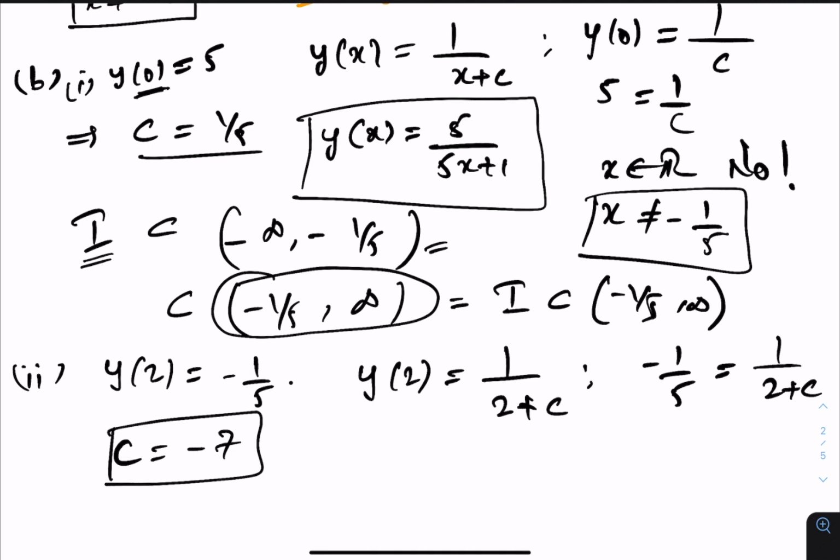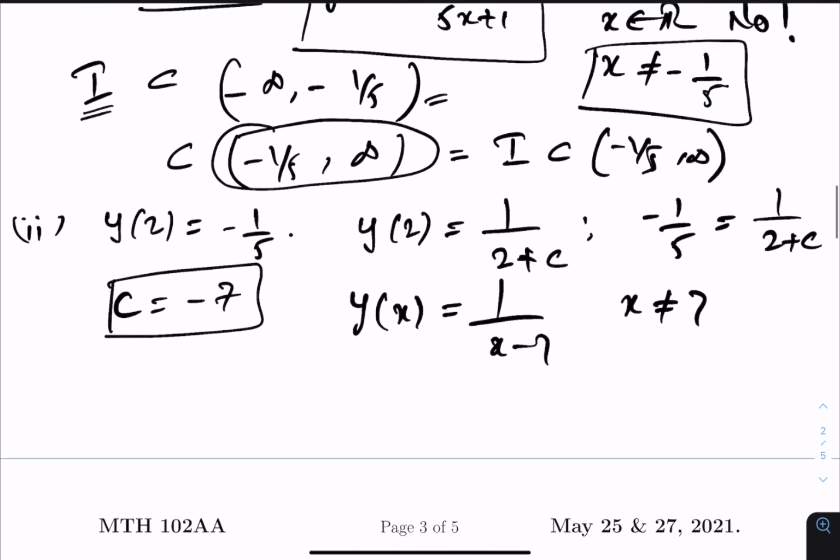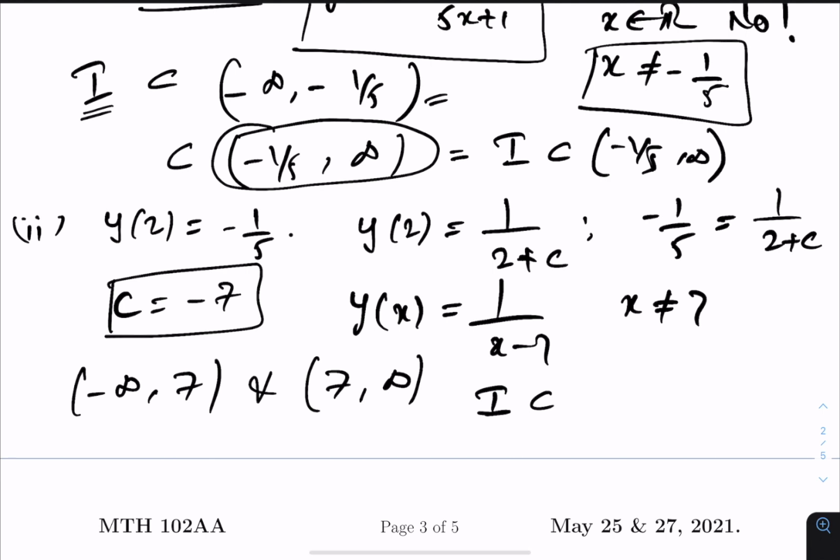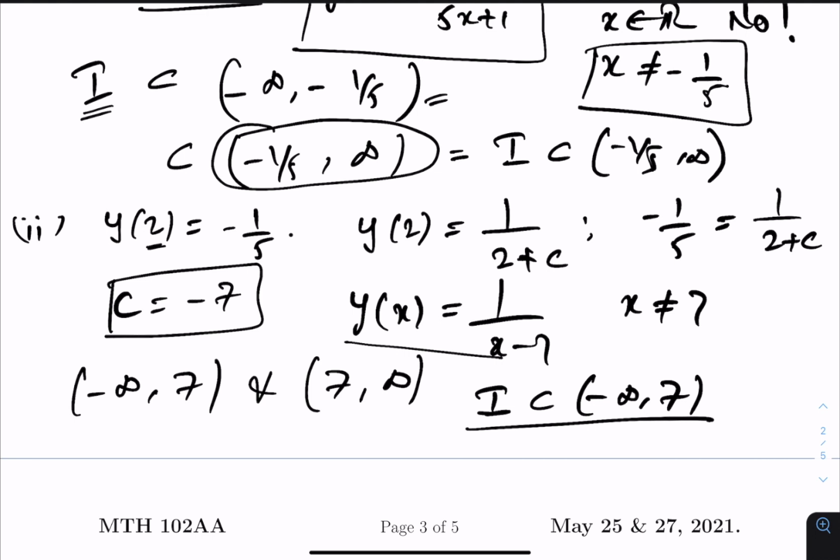So again, the solution is valid whenever x is not equal to... c is -7. So okay, let's write down the solution. So the solution is y(x) = 1/(x - 7), and this is valid whenever x is not equal to 7, right? So the possible intervals are -infinity to 7 and 7 to infinity. So I can be a subset only of that interval to which the initial point 2 belongs. 2 belongs to (-infinity, 7). So for this initial value problem, the solution is valid for any subset of (-infinity, 7).